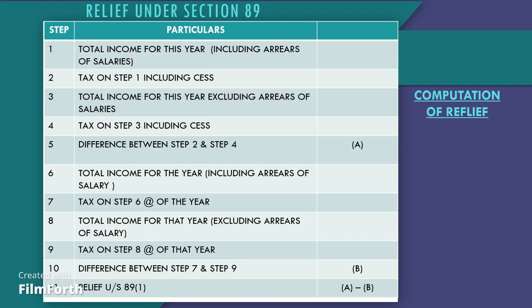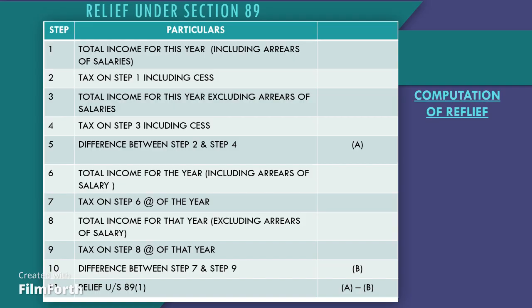Computation of relief if salary received in arrears or in advance. Step 1. Compute the tax payable, after HEC, on the total income, including the additional salary, of the relevant previous year in which the same is received. Step 2. Compute the tax payable, after HEC, on the total income, excluding the additional salary, of the relevant previous year in which the same is received. Step 3. Find out the difference between the tax at 1 and 2.